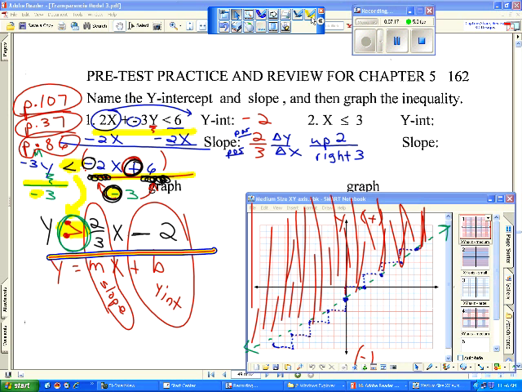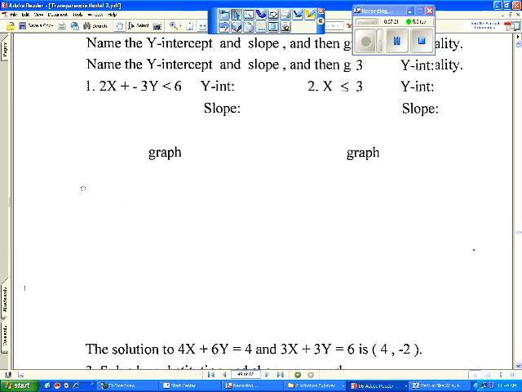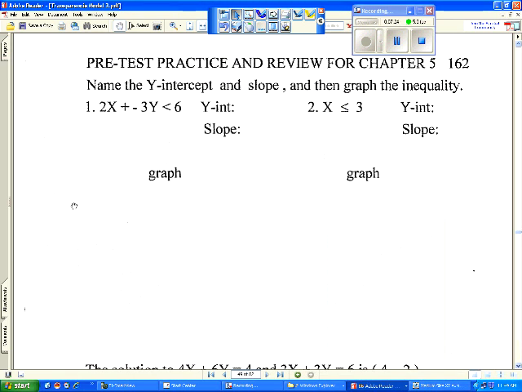Number 2. Number 2 is an X only. Ding, ding, ding. What's your brain say? Vertical line. And our brain goes right into memory work.